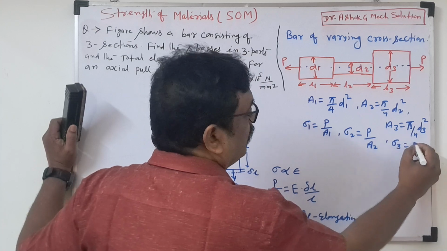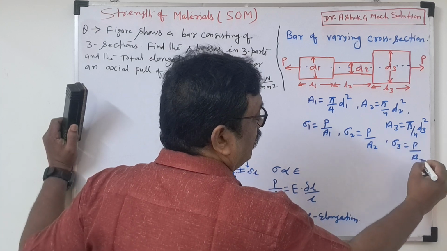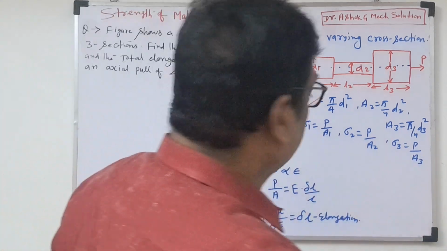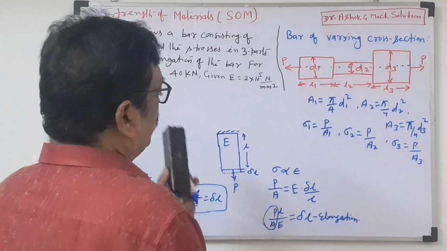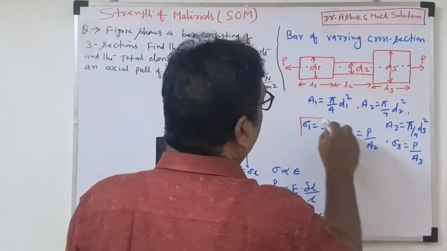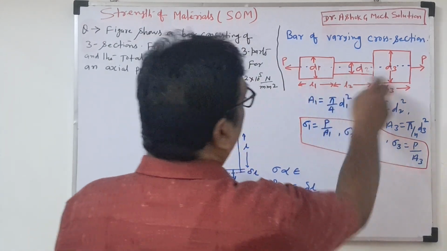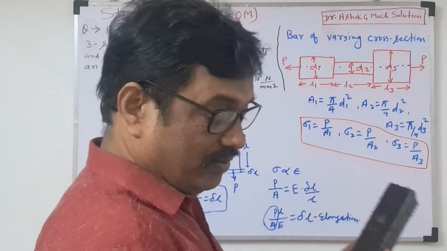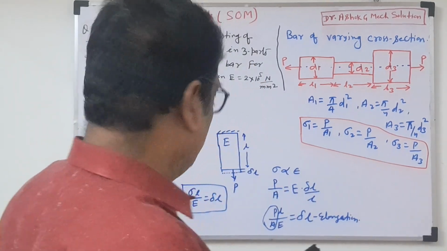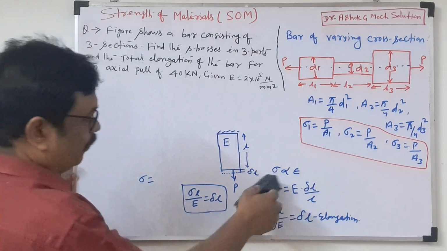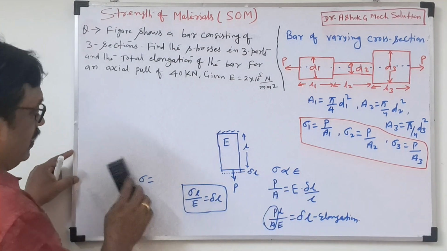Again, stress 3 is nothing but P by A3. So these are the stresses developed in the particular beam, the individual stress in each section. That is what they may ask. Now if they ask for elongation, now this I will rub it. So the elongation formula, you know, is PL by AE. How this comes, I explained here.